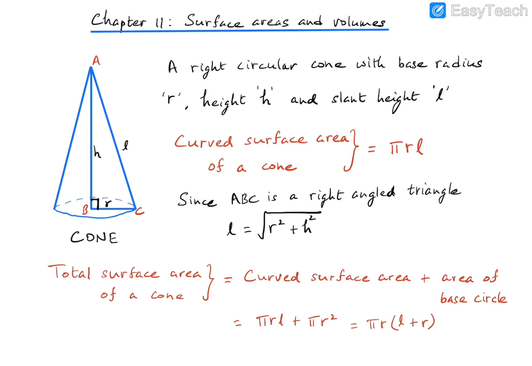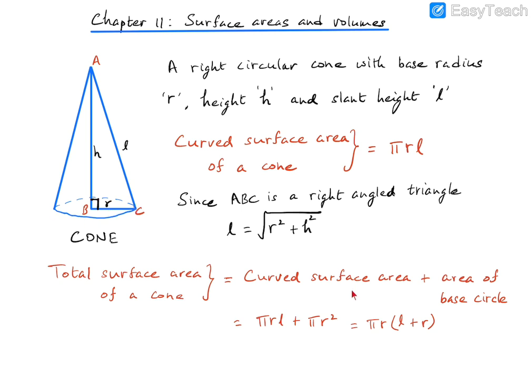Now the other surface area for the cone is the total surface area. The total surface area is nothing but the curved surface area plus the area of the base circle. So if we include the base circle of the cone, which is circular in shape, the total surface area will be the curved surface area of the entire cone plus the area of the base circle.